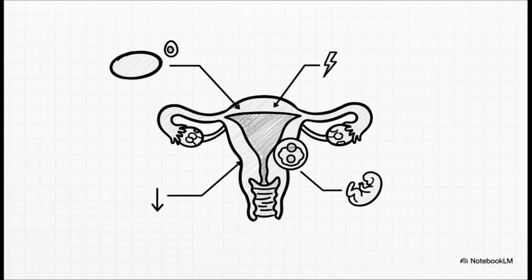And the uterine wall is just this brilliant piece of engineering. It's got 3 layers: the outer perimetrium for protection, the middle myometrium, which is a thick, powerful muscle crucial for childbirth, and the inner endometrium. This inner layer is super dynamic. It's the one that thickens up and then sheds every month during the menstrual cycle.